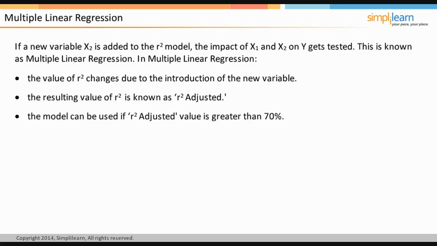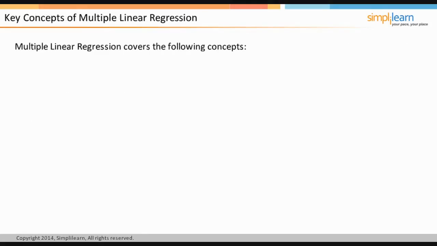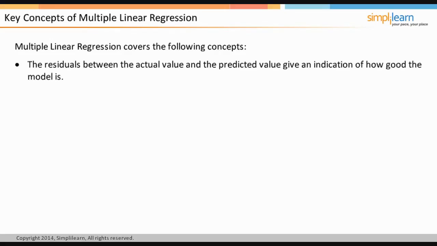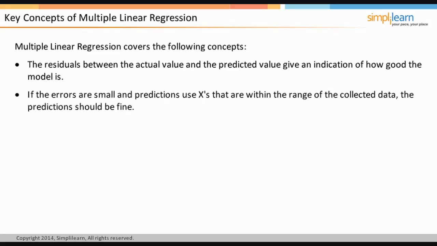We will look at the key concepts in the next screen. The key concepts in multiple linear regression are as follows. The residuals, or the differences between the actual value and the predicted value, give an indication of how good the model is. If the errors or residuals are small and predictions use x's that are within the range of the collected data, the predictions should be fine.